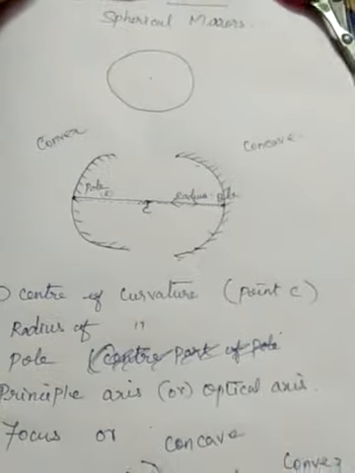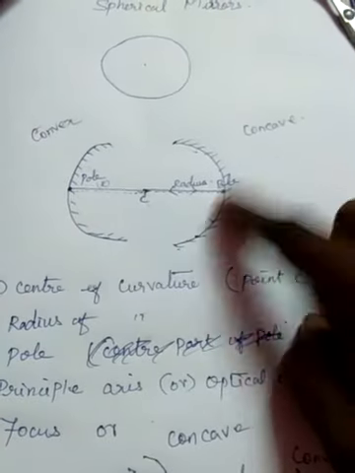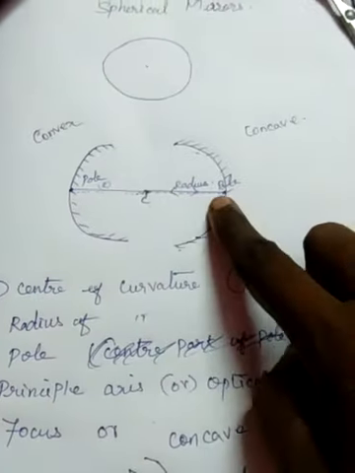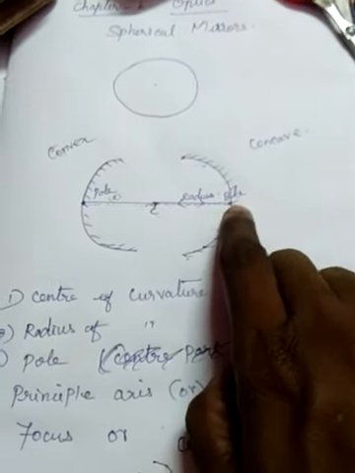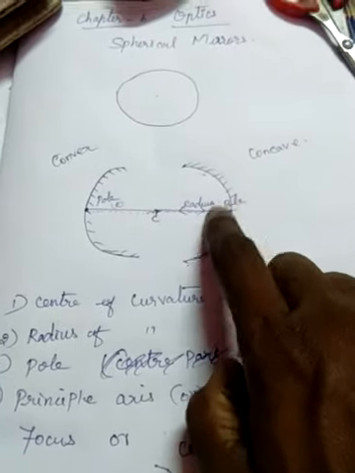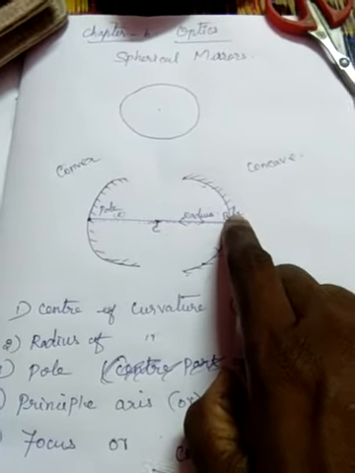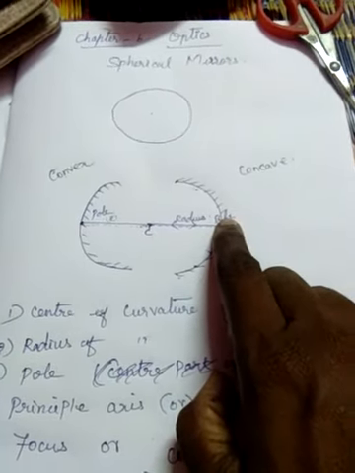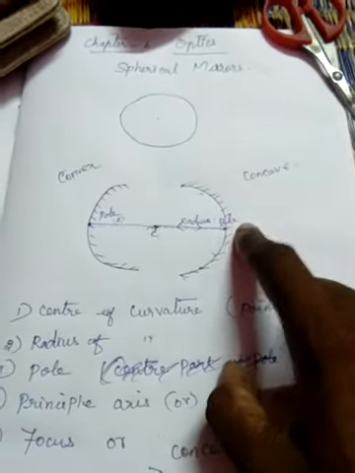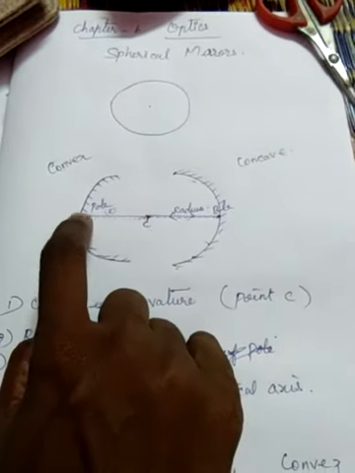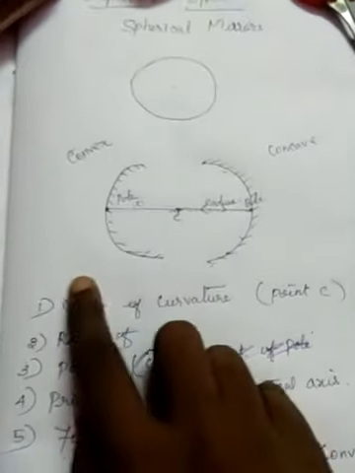Next one is the pole, the center of the mirror. You see the concave mirror. Which one is the center of the mirror? The center of curvature is this one, and the line joined to the mirror at one point, that is called the pole. It is the pole or geometrical center. In the same way, this point is also the pole in the convex mirror.